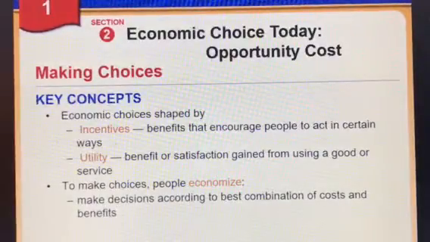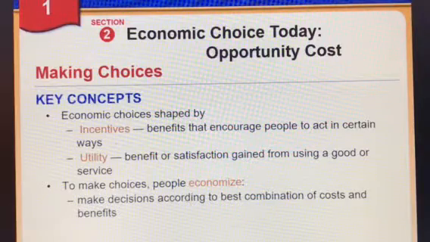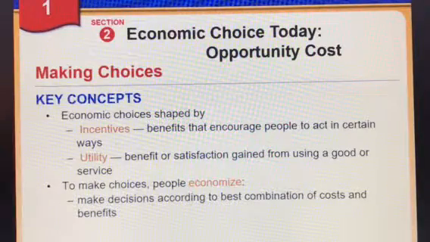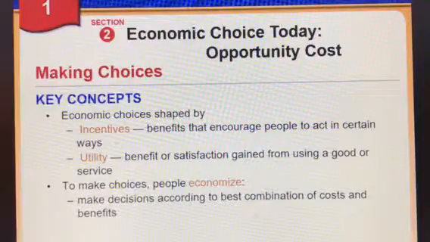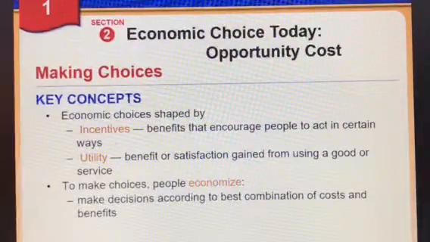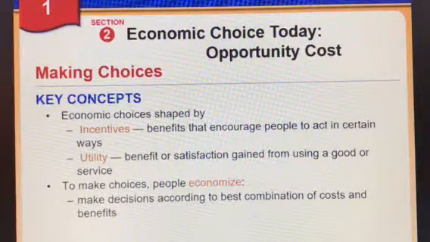Okay, in section 2 we're talking about economic choice. So what we see here, choice is shaped by incentives. Okay, so incentives are things that get us to act in a certain way. So benefits that encourage us to act in a certain way. So if you get a coupon in the mail that says buy one pizza get one off, that's an incentive. Or if some company is offering you no payments for 12 months, no interest for 12 months, that's an incentive to get you to buy something.